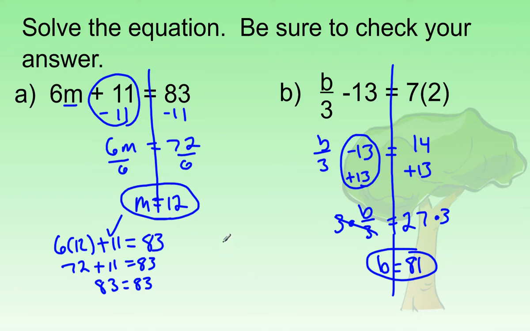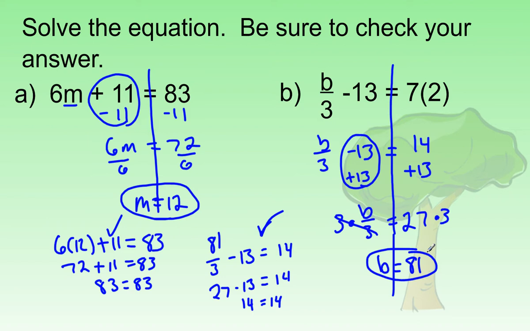Well, let's check. If I take 81, divide by 3, and subtract 13, do I get 14? That's the question. We don't know. So 81 divided by 3, the order of operations says you divide first. So dividing here gives you 27, and 27 minus 13 does give you 14. It checks out. So the answer, b equals 81.